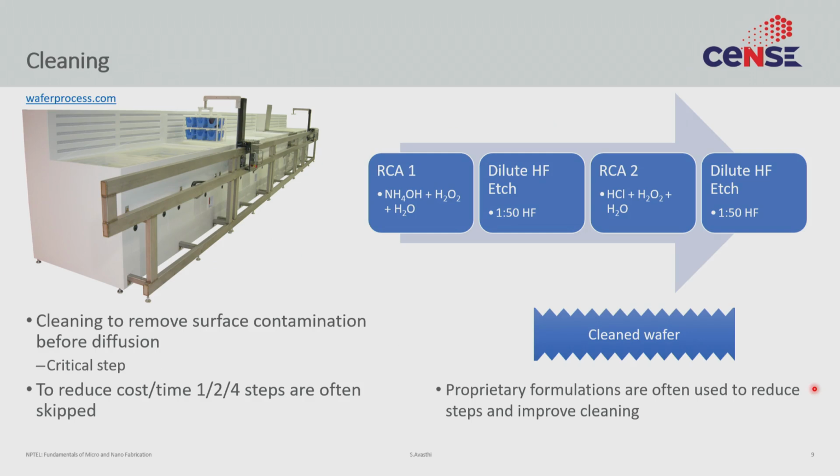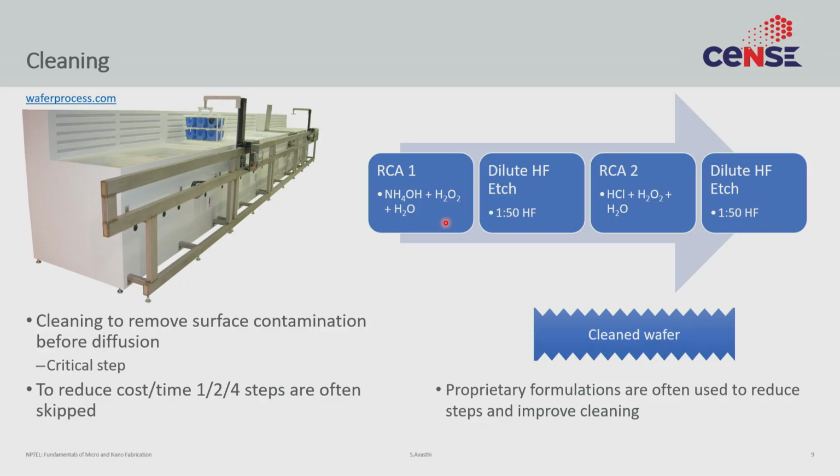Once you have done that, then you want to do some cleaning after texturing. You want to remove the potassium contamination, but you also want to remove metallic contamination. You want to remove organic contamination. So how do we do that? In the typical system, we would do an RCA clean, right? So we would start with RCA1, then dilute HF, then RCA2, and again dilute HF.